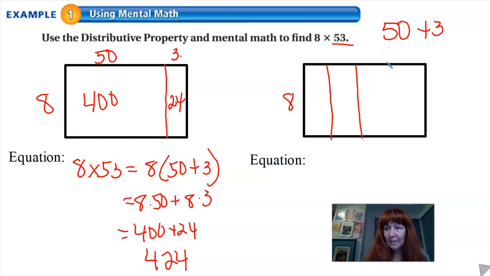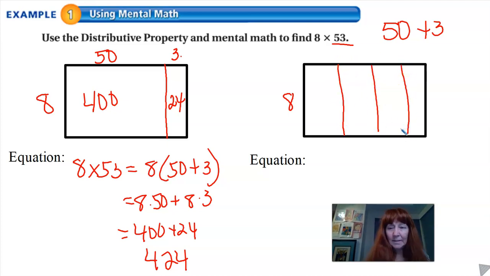Oops, that's not a very good place for that. 20. Got to make the 20s a little bit bigger. 20, 20. Again, not to scale. 20 plus 20 plus 10 plus 3, because that adds up to 53. Forgot to put my plus up there.